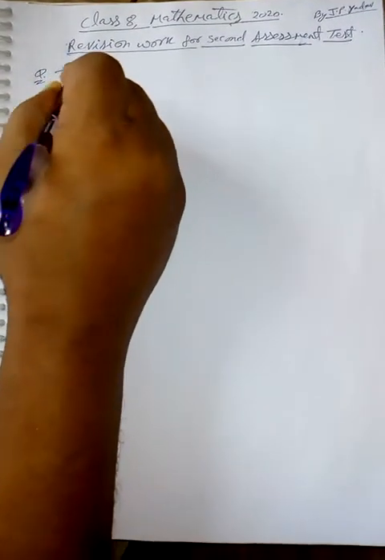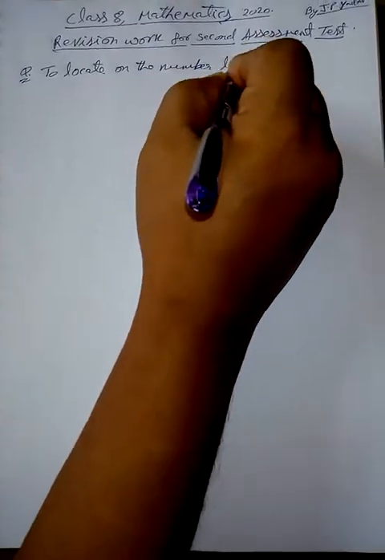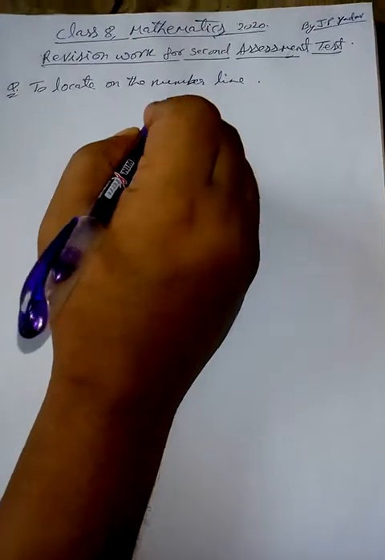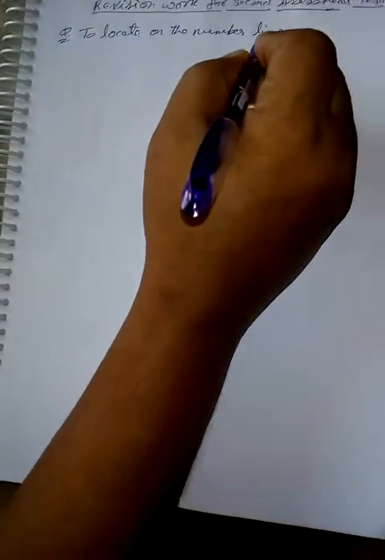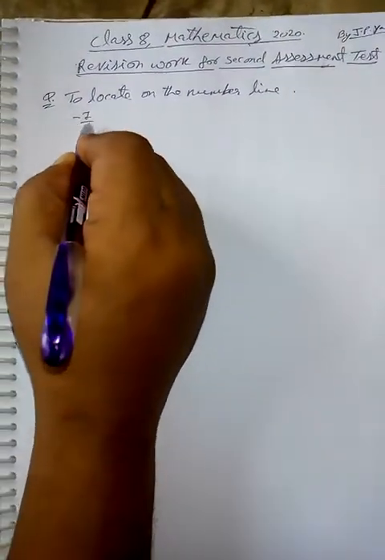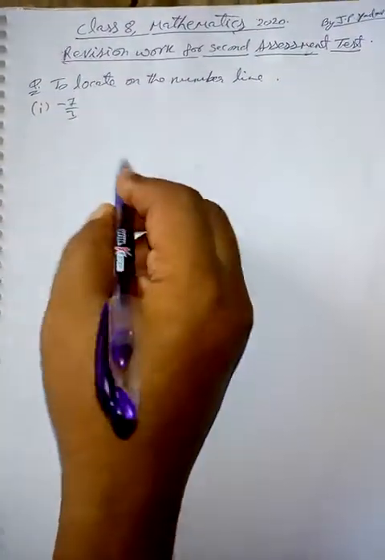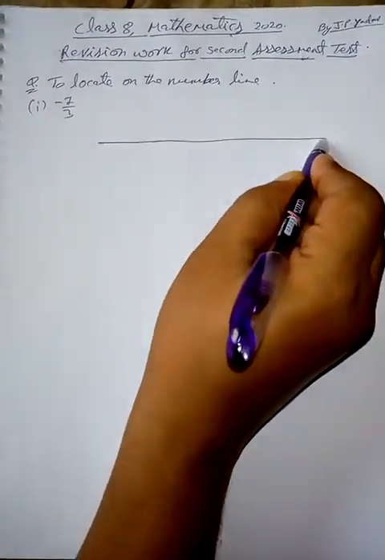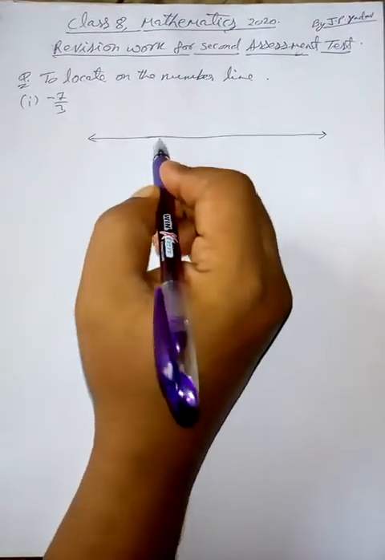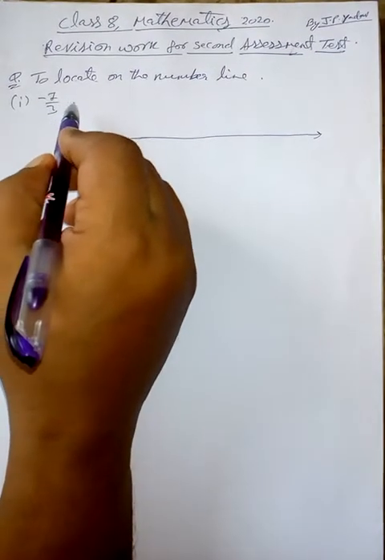So to locate on the number line, how will you locate any number on a number line? Suppose you are given minus 7 by 3. To locate minus 7 by 3 on the number line, how do you do it? Look, draw a number line like this. Look at the number, whether it is greater than 1 or less than 1, and where it lies.